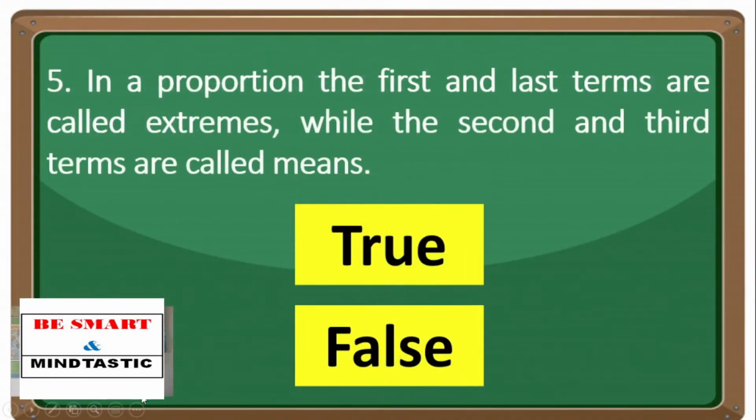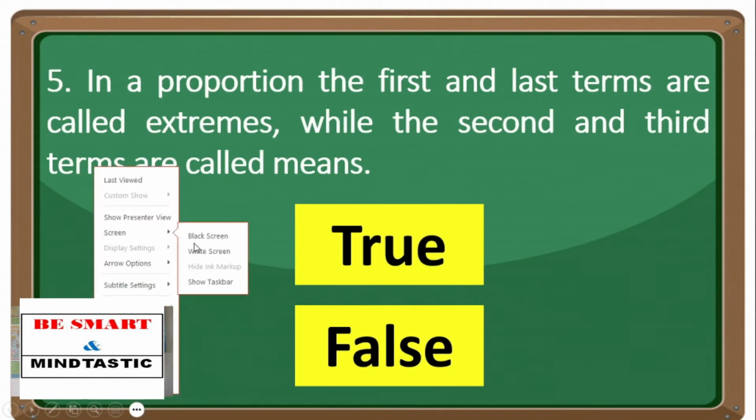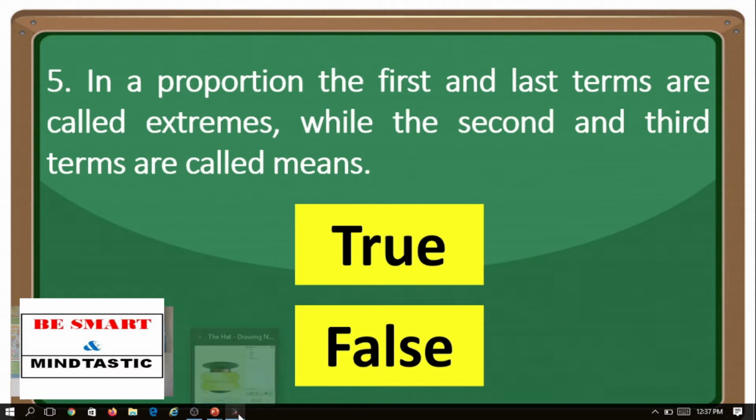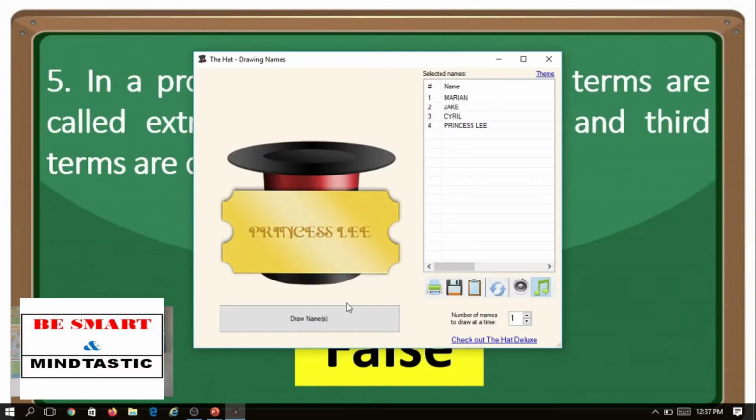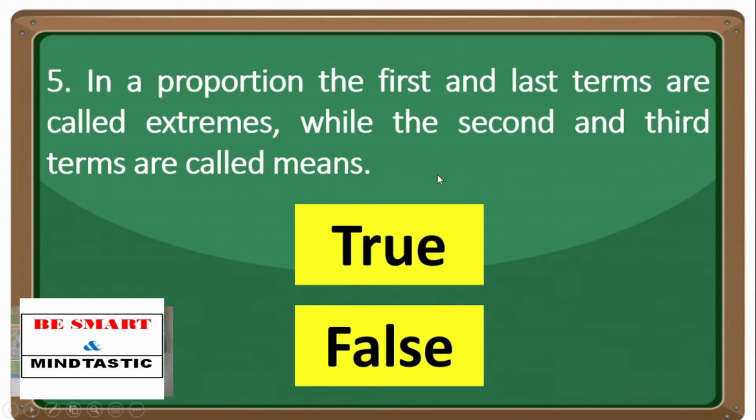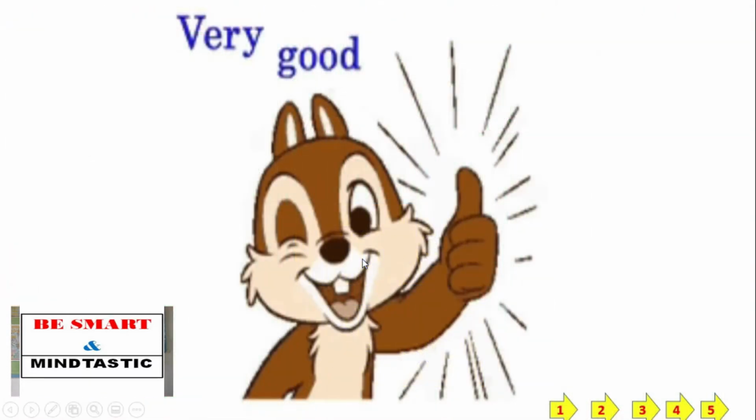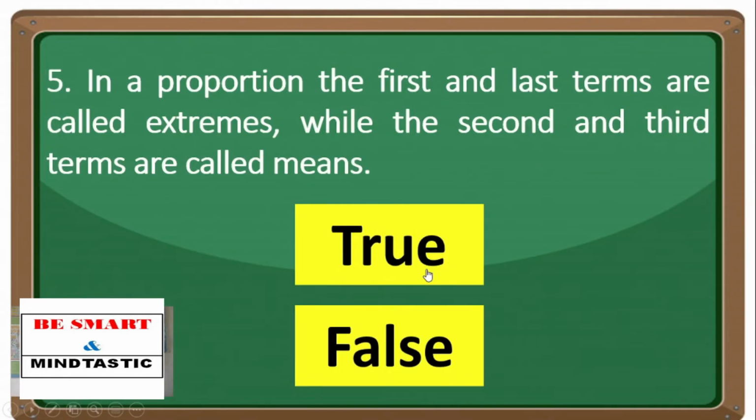And the last question. Let us see who will answer the last question for our review. And it's you, Kenneth. Yes, it's you, Kenneth. This is your question. In a proportion, the first and last terms are called extremes, while the second and third terms are called means. Is it true or false? So what is your answer, Kenneth? Okay, true. Very good, Kenneth. Your answer is correct.